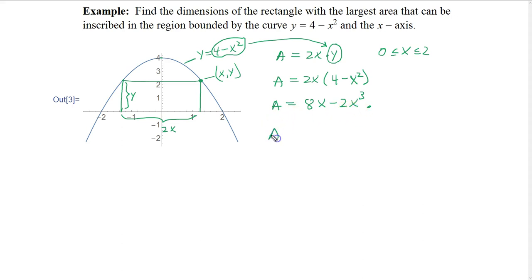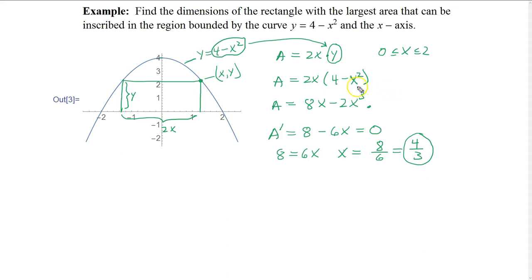So if we differentiate this and set it equal to 0, we're going to get, taking the 6x over to the other side, that x is going to be 8/6, or of course that simplifies as 4/3. So that is the x value that will maximize the area.